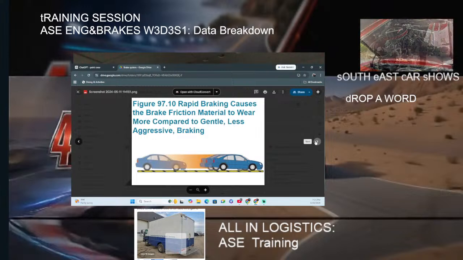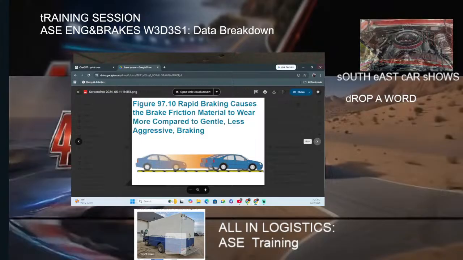Rapid braking causes the brake friction material to wear more compared to gentle, less aggressive braking.